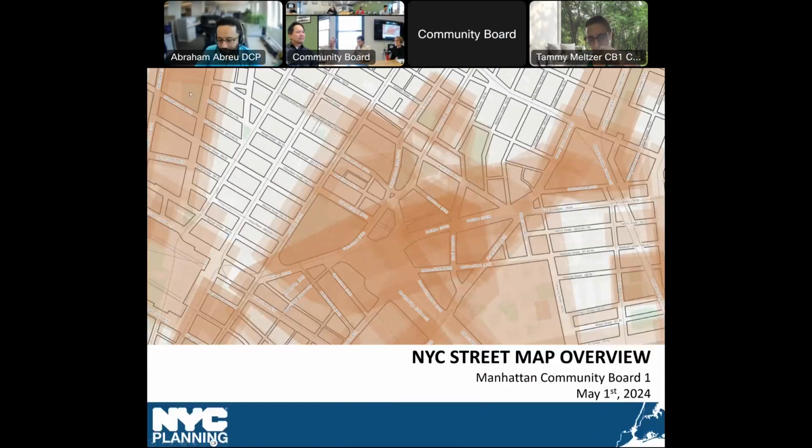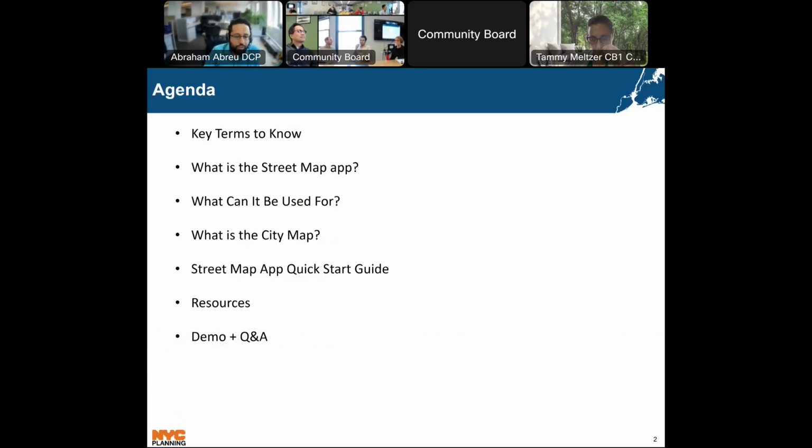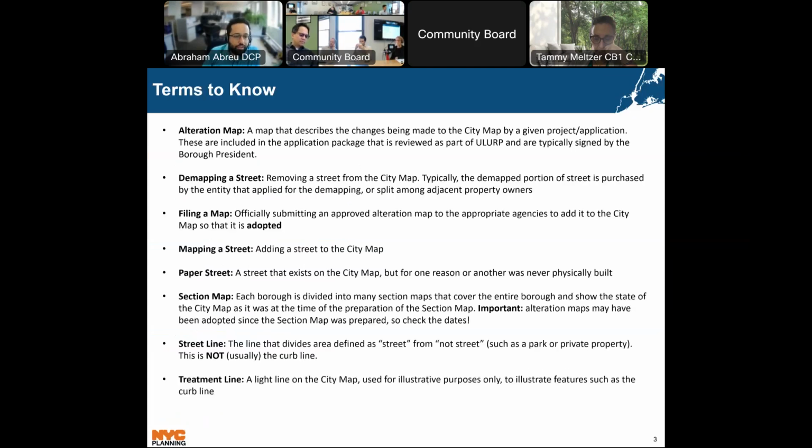Okay. So, street map overview. This is the agenda. Key terms to know: what is the street map app? What can it be used for? What is the city map? And then I'll go over a couple of quick resources for you, and then we'll do the demo. So first slide, key terms to know. I didn't really know what everyone's knowledge level is here, so forgive me if this is all stuff you already know, but here are some terms that I'll be using when we talk about this.